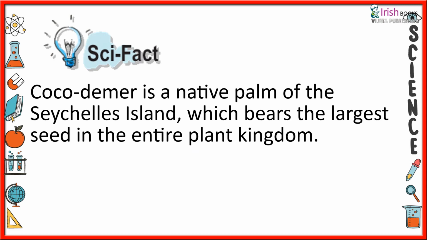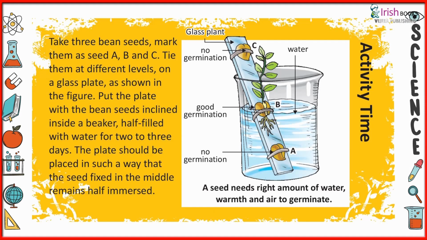Sci fact: Coco de mer is a native palm of the Seychelles islands, which bears the largest seed in the entire plant kingdom. Activity time. Take 3 bean seeds. Mark them as seed A, B, and C. Tie them at different levels on a glass plate as shown in the figure. Put the plate with the bean seeds inclined inside a beaker, half filled with water for 2 to 3 days. The plate should be placed in such a way that the seed fixed in the middle remains half immersed.